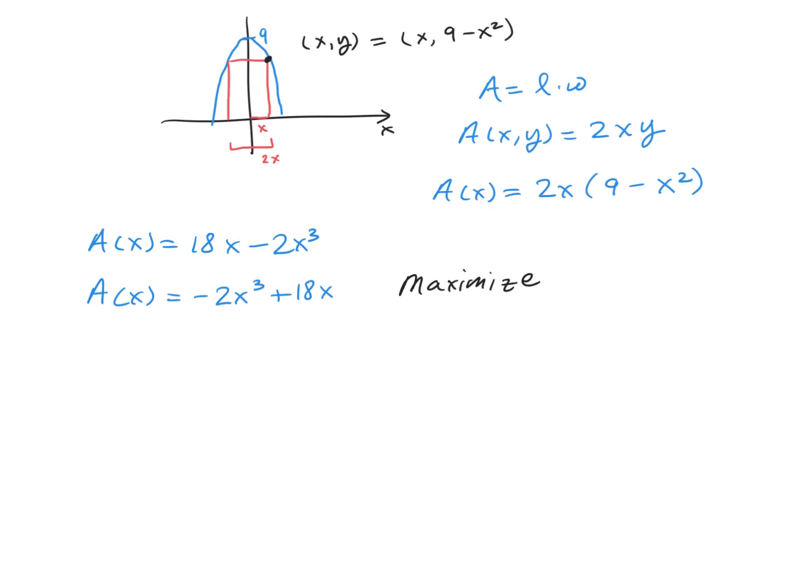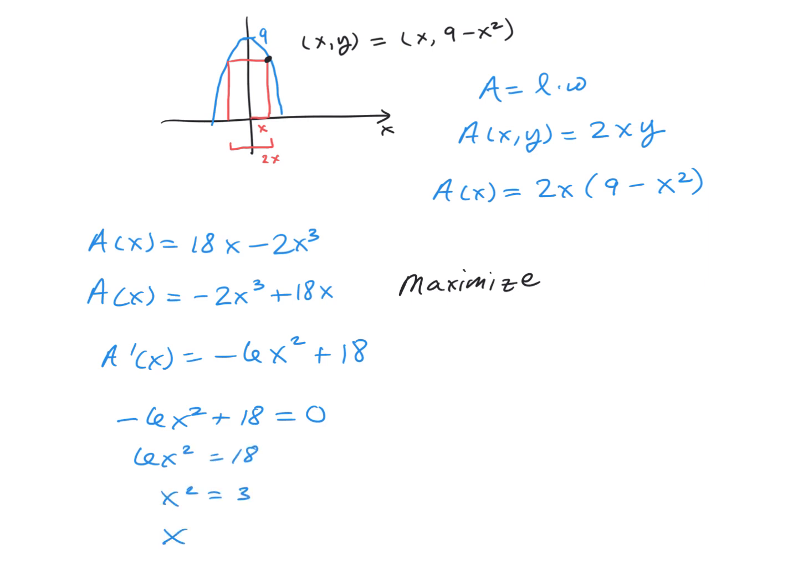So we first calculate A prime, and A prime of x is equal to negative 6 times x squared plus 18. And then we'll notice that this derivative is never undefined, because it's a polynomial. It can be equal to 0 if we have negative 6x squared plus 18 equal to 0, or 6x squared equals 18, or x squared equals 3, or x equals plus or minus the square root of 3.